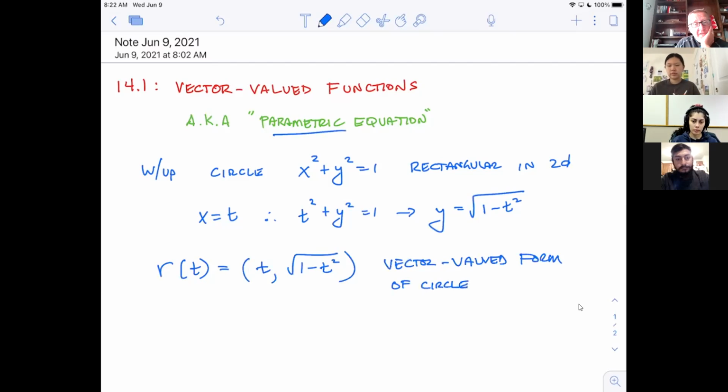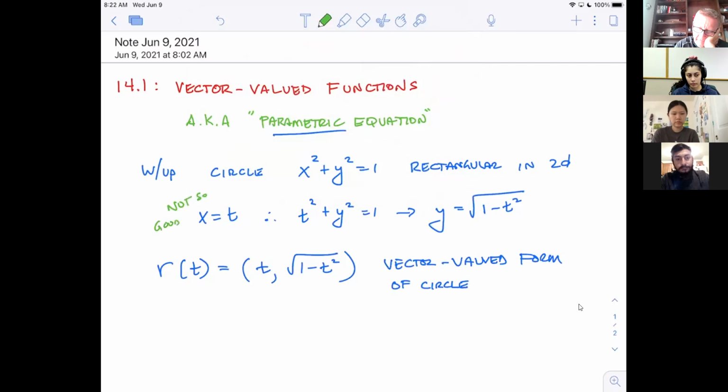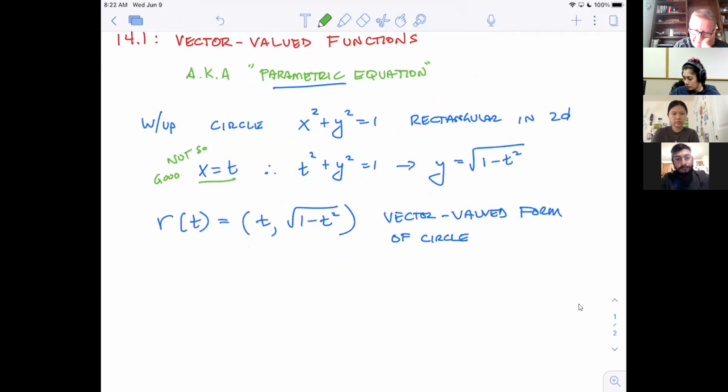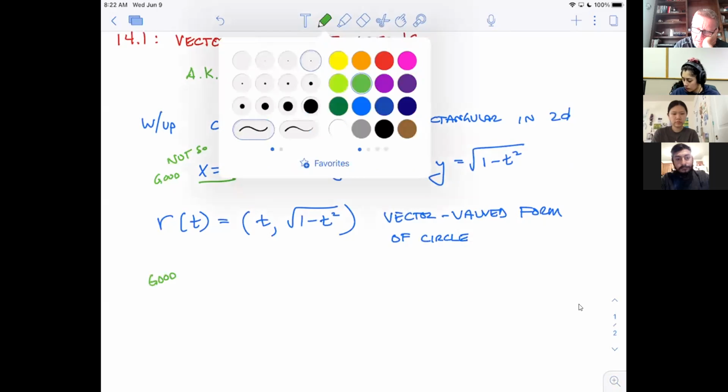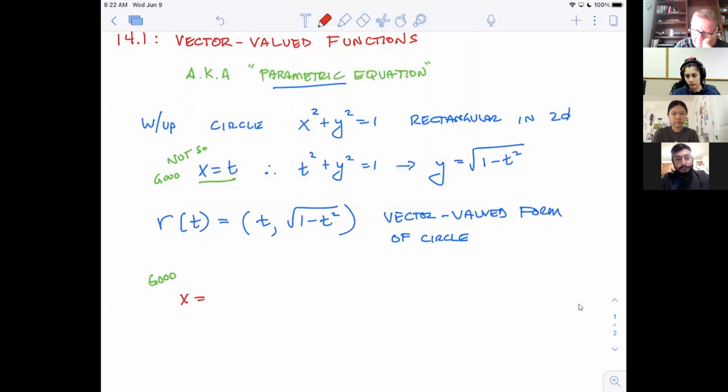Now, you happen to know that there's a better way to do this. This is not so good, you might say, to let that be your intro. But what is really good is if you let x be equal to, well, I think I'll stick with the usual. If you let x be equal to the cosine of t, not just x equals t, but x is equal to the cosine of t. That's a very creative choice. How would you think to do that? That's not something you would naturally think.